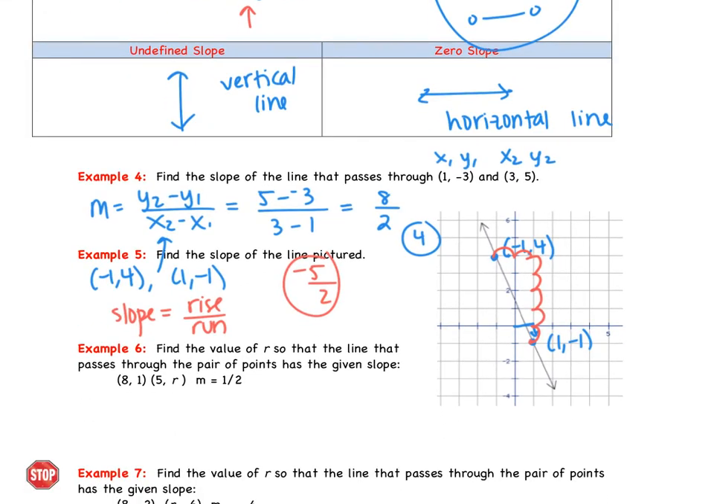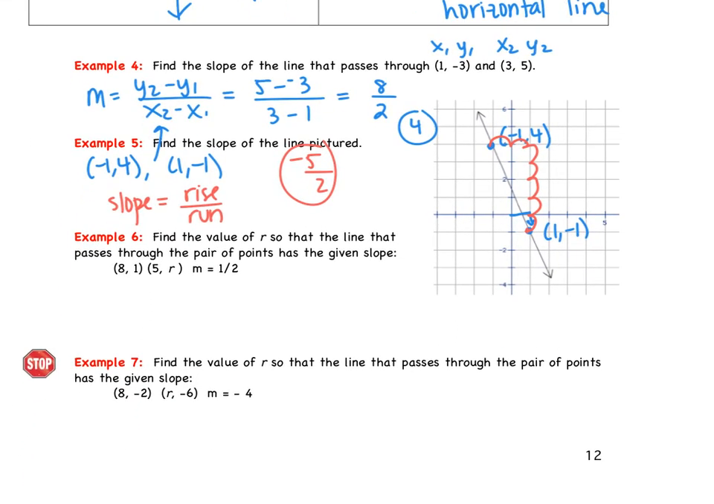Okay, we're almost done. We got one more example. We're going to do example 6 together, and then we're going to skip example 7. Example 6. Find the value of r so that the line that passes through the pair of points has the given slope. Okay, so our slope is equal to y2 minus y1 over x2 minus x1.